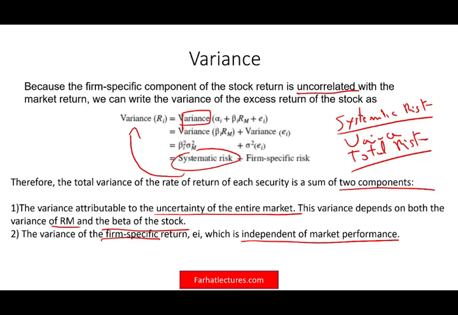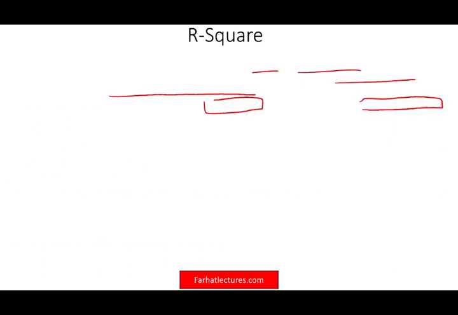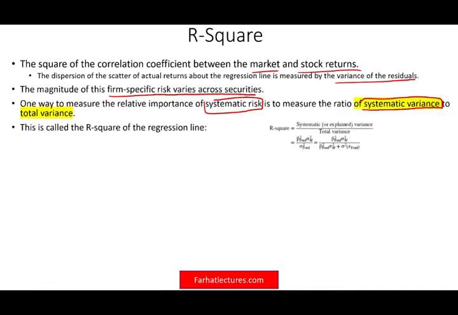So how much of the market risk explains the total risk? That's basically what we're saying. Explained risk, which is systematic risk, divided by the total variance. Now you can look at the statistical formula, but again, I'm going to try to stay away from those.